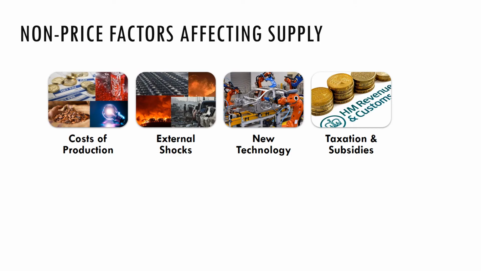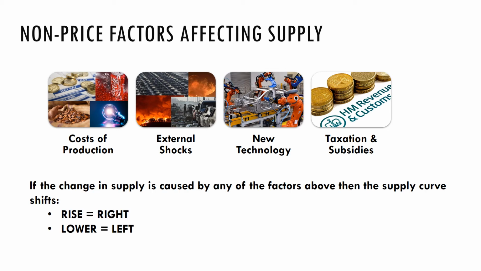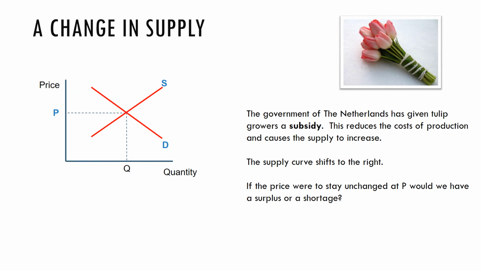So we talked about demand. In the past, we've also talked about factors that will shift the supply curve. So let's have a look at how changes in the supply curve might affect market price. Let's imagine the government of the Netherlands has given tulip growers a subsidy, and this would shift the supply curve to the right. What we can see here is that at a price of P, we would have excess supply, because under the new supply conditions, people would want to supply this much, but the level of demand would only be Q.